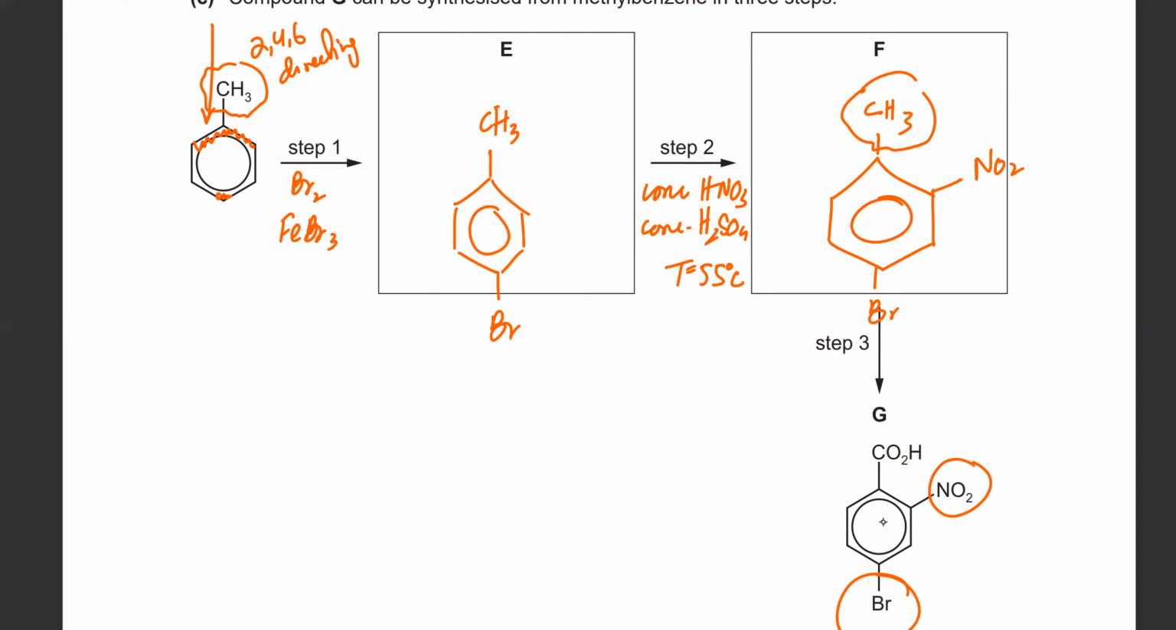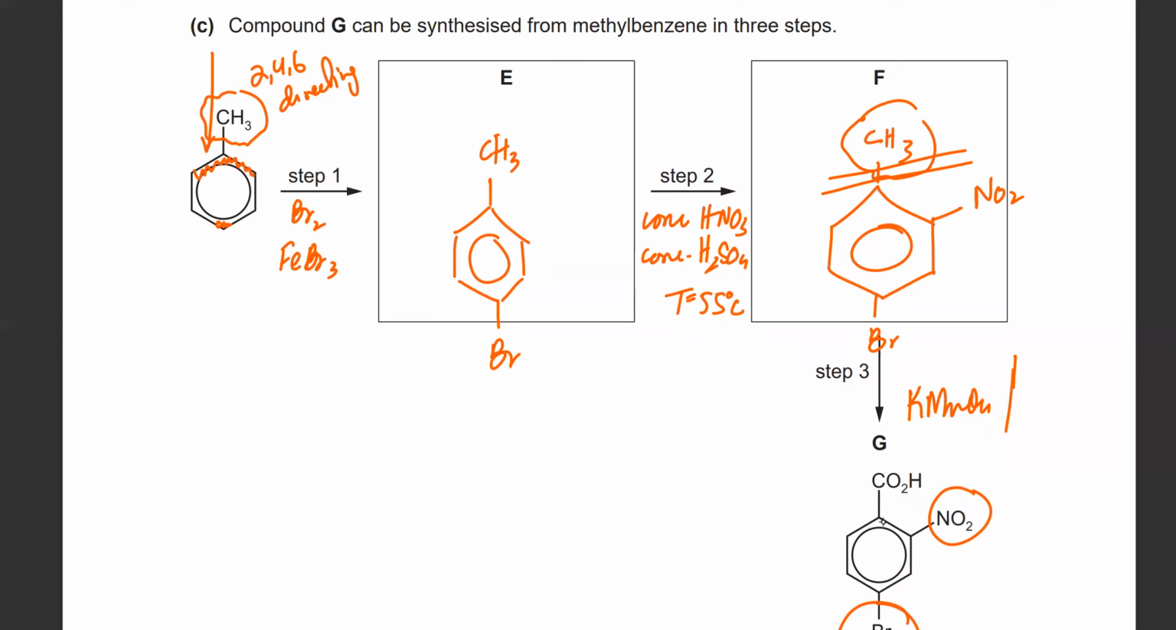And the last part, we already did that: whenever you have a carbon chain, you oxidize it with KMnO4, acidified, and reflux. So what happens is that the methyl group or the carbon chain turns into a carboxylic acid. So remember, we've already done bromination of a 2,4,6 directing group, nitration of a 2,4,6 directing group, and oxidation of arenes, which is that whenever benzene has a carbon chain, it eventually turns into a carboxylic acid. That's it.